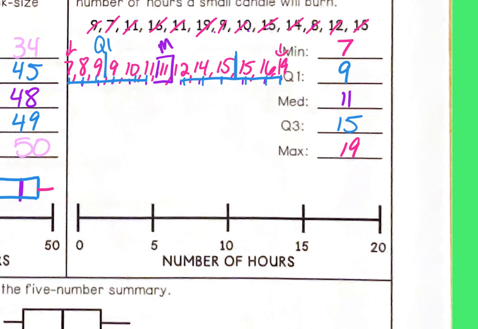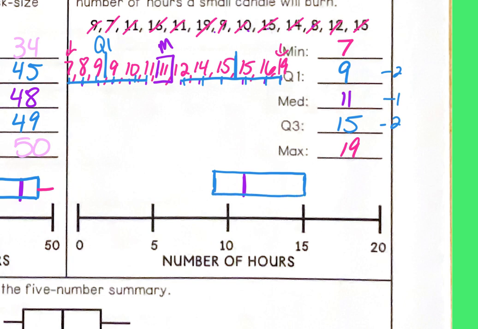All right, now we're going to go ahead and put this into place. Start with your median, which is 11. I put a line there for my box. And then I'm going to do my Q1 and my Q3. So 9, I think 9's about right there. And then 15 is about right there. And then I'm going to create that box with these 3 lines.